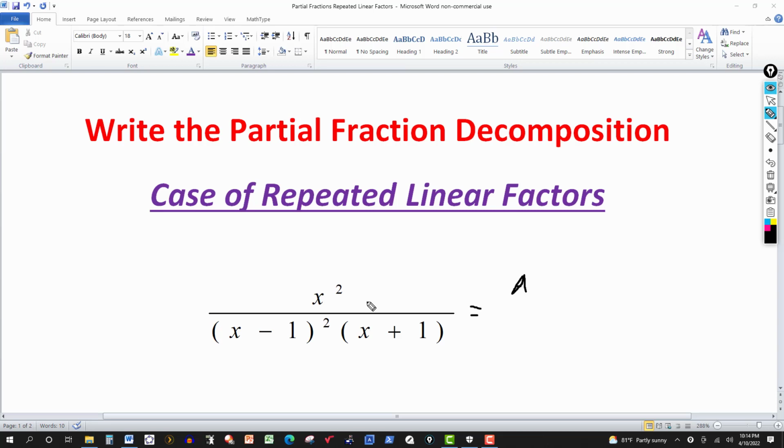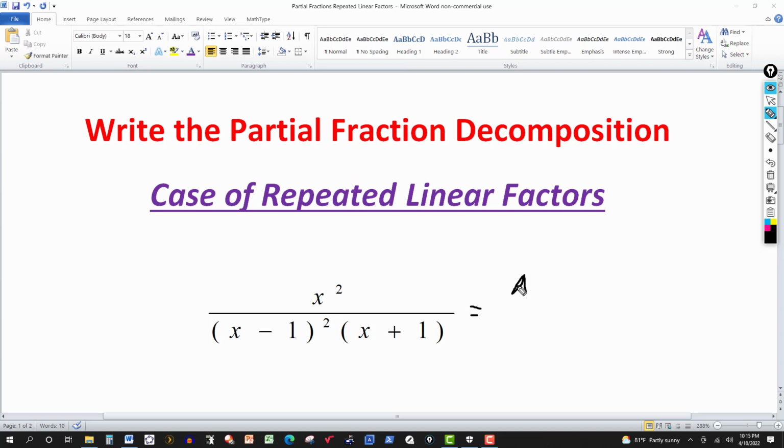The rational expression is in proper format. The degree of the numerator is less than the degree of the denominator. The numerator is degree 2, and the x minus 1 squared gives you an x squared, and times x is x to the third power. So the degree of the numerator is 2, the degree of the denominator is 3, so it's a proper rational expression.